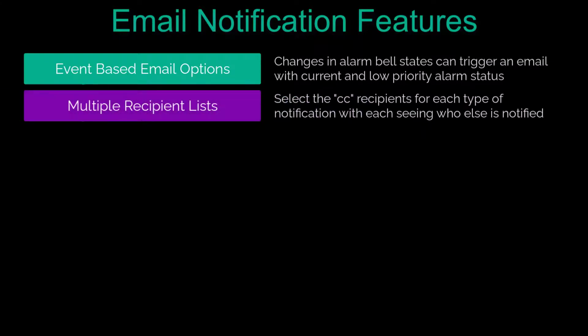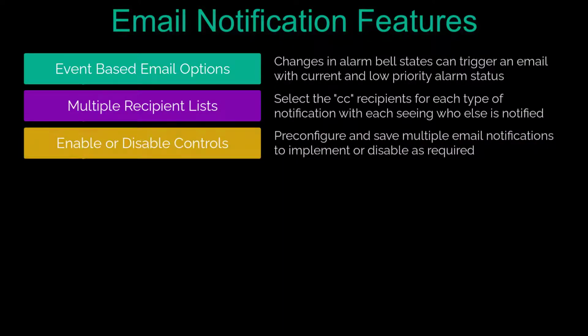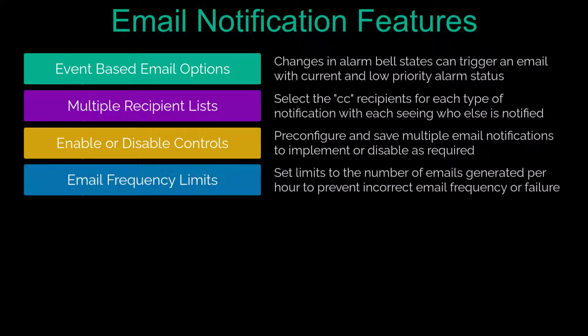Multiple recipient lists. You can quickly select the CC recipients for each type of notification. All selected recipients will see who else has been sent the notification. Enable or disable controls. You can pre-configure and save multiple email notifications and then implement them or disable them as required. Email frequency limits. Set a limit to the number of emails that can be generated per hour.